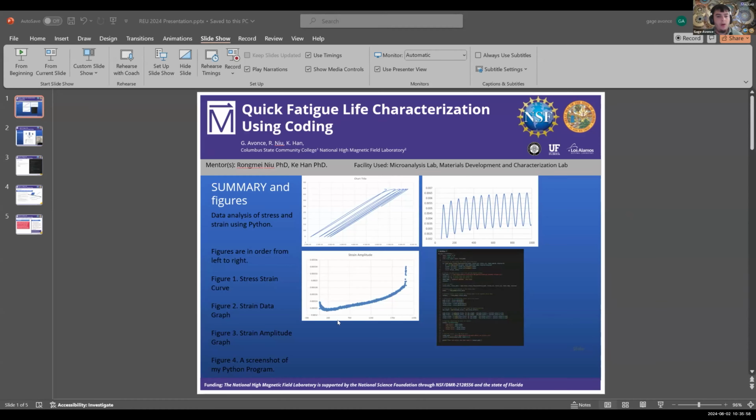So on this first page here, the first picture you see is a zoom and close up on a stress strain curve for the disks that we use in our resistive magnets. The second is a strain data graph, sorry. The third is a strain amplitude graph. And then the last picture here is a screenshot of my Python program.